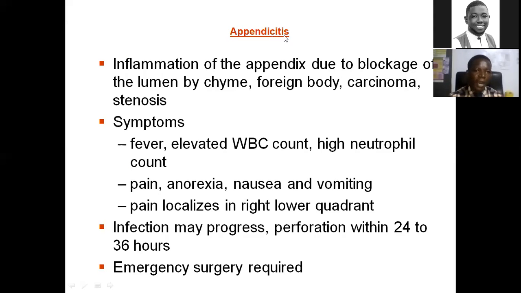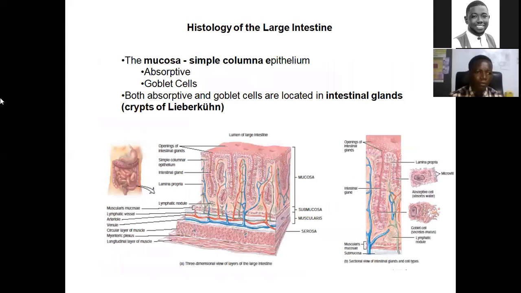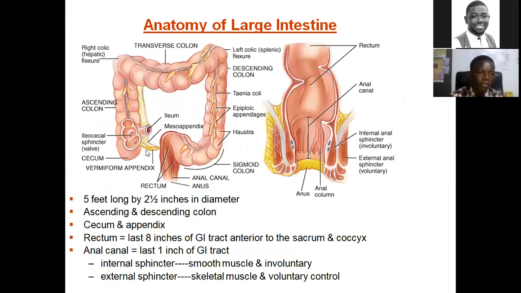Any word you see with "itis" means there's inflammation. And in this particular one, there's inflammation of the appendix, the appendix that is attached to the cecum, the cecal area. This is what I'm referring to. If this structure becomes inflamed, it becomes a surgical emergency. But there are certain things that can cause the inflammation of this structure.